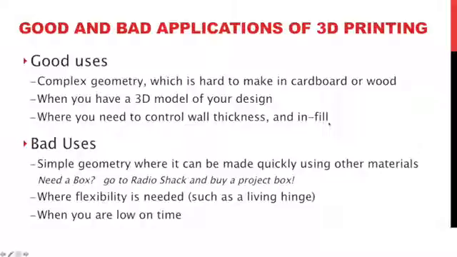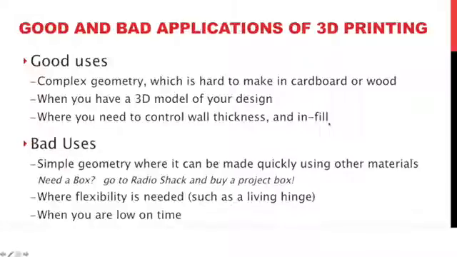Good uses are for complicated geometry, which would be hard otherwise to make in cardboard or wood. It's also good when you already have a 3D model of your design rather than needing to create one first for your 3D printed model. Another good use is where you need to control wall thickness. 3D printing is really good, again, for complicated geometry where you can control a lot of different aspects.